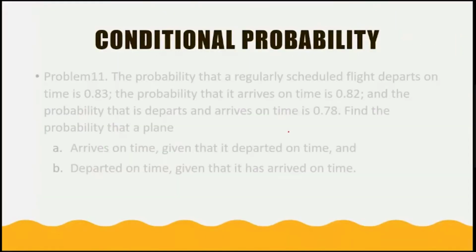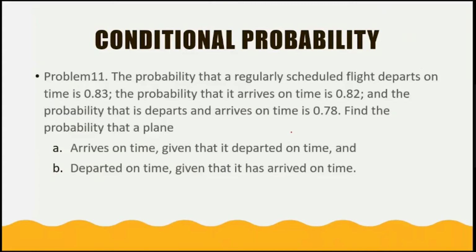Okay, let's take these examples. We have here another problem. The probability that a regularly scheduled flight departs on time is 0.83. The probability that it arrives on time is 0.82. And the probability that it departs and arrives on time is 0.78. Now, in this case, we're actually given these values. They are already in their probability forms.